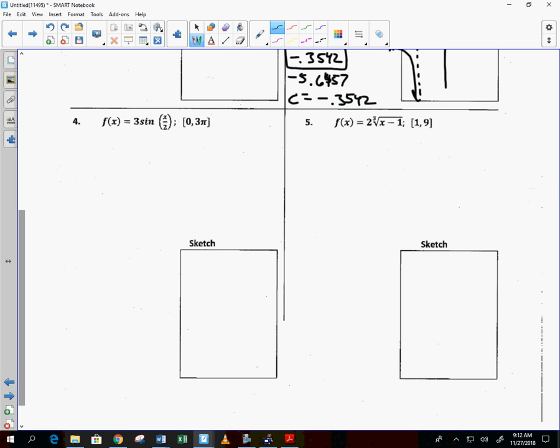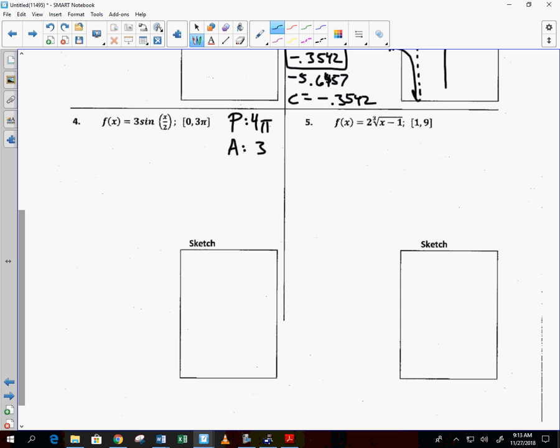Let's think about the period. Do you remember how to find the period of a sine graph? 2 pi divided by b. What's your b value? 1/2. So if you take 2 pi divided by 1/2, what do you get? 4 pi. Period: how often does it repeat itself? A sine curve repeats itself every 2 pi units. So therefore, if you're dividing it by 1/2, 1/2 being the number in front of x, you get 4 pi. What's the amplitude of this sine graph?